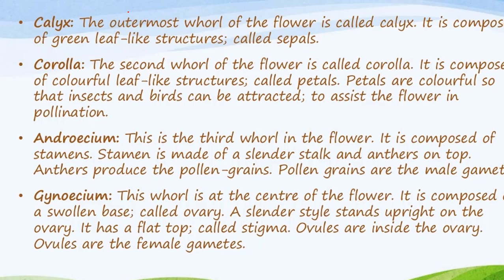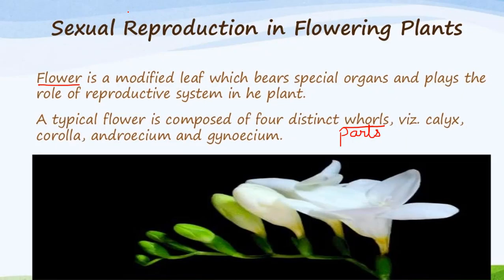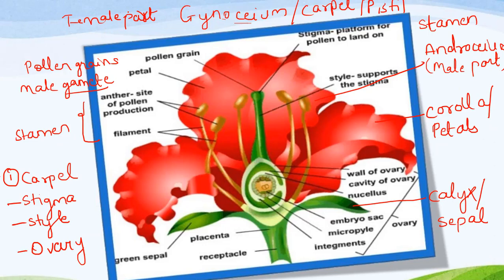And where is it present? It is present in the ovary, the swollen part of the female reproductive structure of the plant. Inside this there is a female gamete. Okay, that is all about the structure of the flower. Thank you.